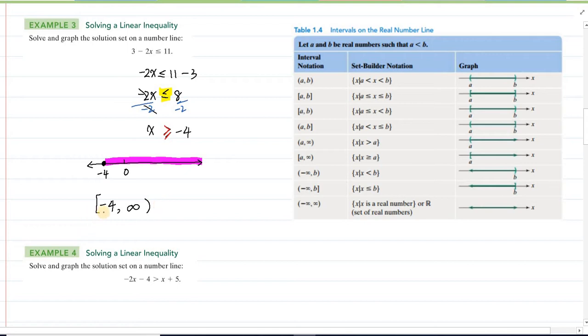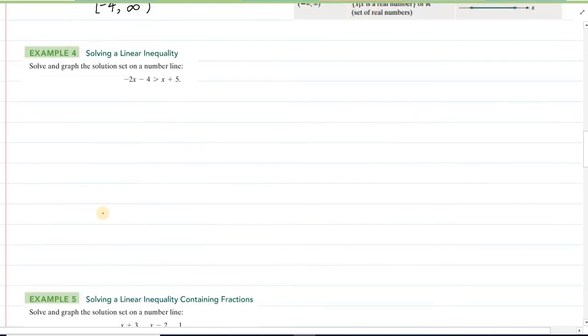Let's go ahead and work on example 4. So here we have negative 2x minus 4 greater than x plus 5.